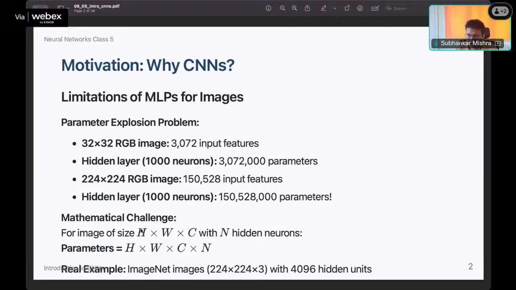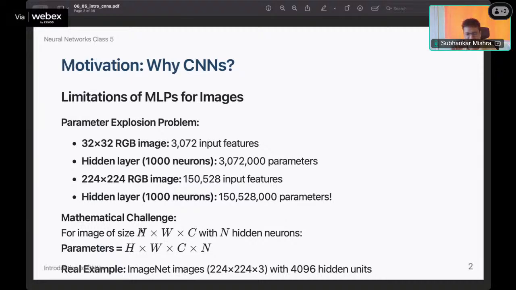So the mathematical challenge here is basically historical. One historical example: when AlexNet came in 2012, let's say, ImageNet was a dataset that was built for all these computer vision tasks. AlexNet basically won the challenge in 2010. The challenge is called ImageNet itself. And it used basically 4096 hidden units, right?